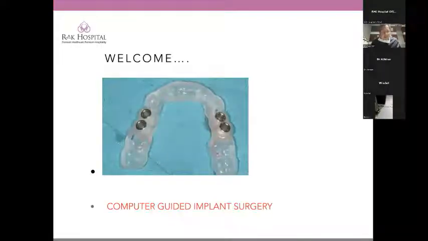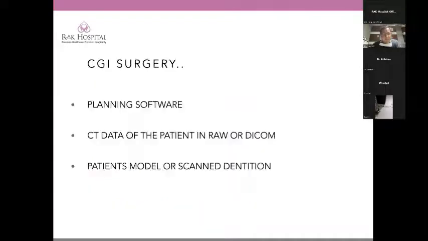So this is a typical guide, how a guide looks like. It's a 3D printed guide, and you can see some metallic sleeves inside. So when you're doing a guided surgery, the advantage is that first of all, you will have depth control because you cannot go beyond this. There will be a depth control. So the drill guide will not go beyond a particular limit. And then your angulation also will be accurate because you cannot change the angulation during the procedure.